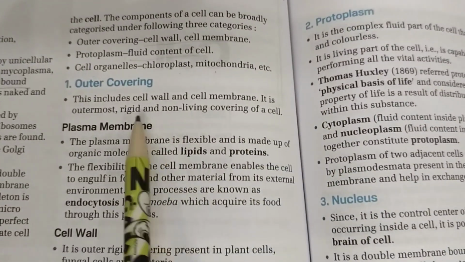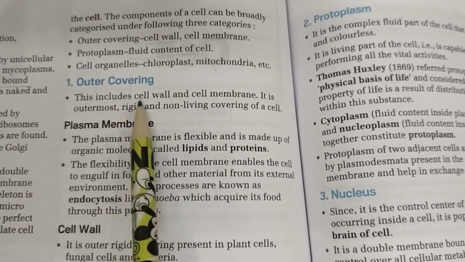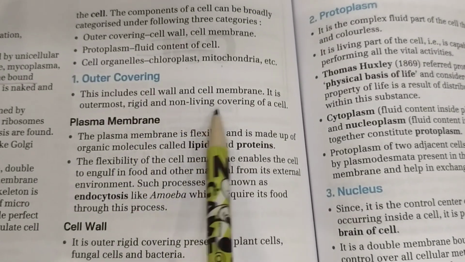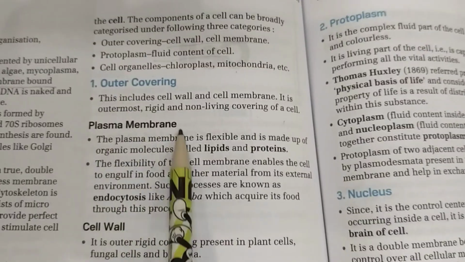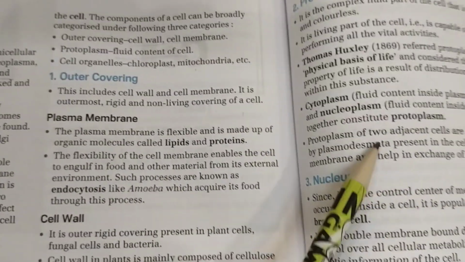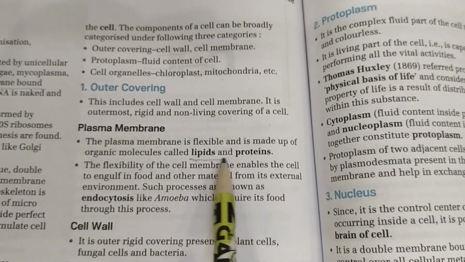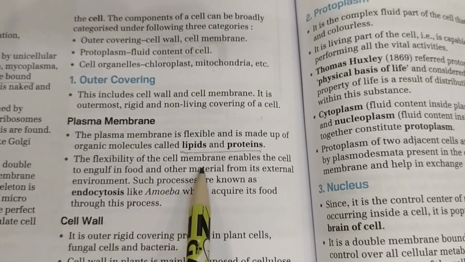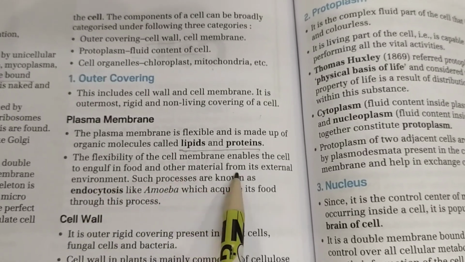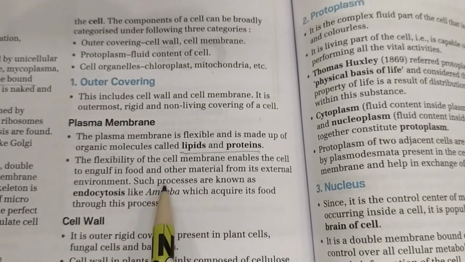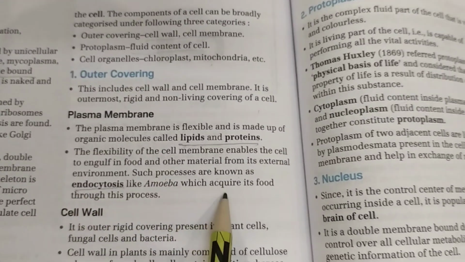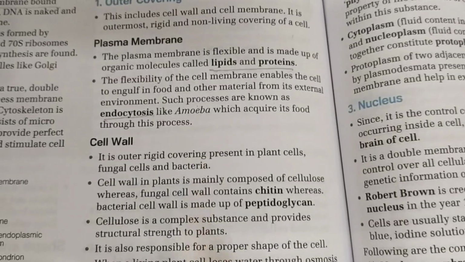So we'll study the first part. What is the outer covering? This includes the cell wall and cell membrane. It is the outermost rigid and non-living covering of a cell, right? Plasma membrane. The plasma membrane is flexible and is made up of organic molecules called lipids and proteins. The flexibility of the cell membrane enables the cell to engulf food and other materials from its external environment. Such processes are known as endocytosis, like amoeba, which acquires its food through this process.